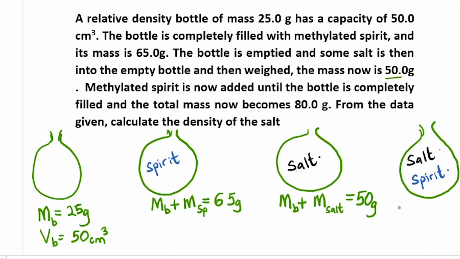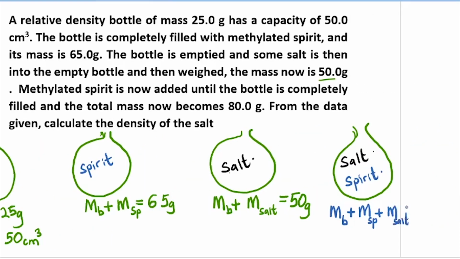So here we have the mass of the bottle plus the mass of the spirit plus the mass of the salt. All this is giving us 80 grams. So that's the interpretation. They're asking us that from the data given, calculate the density of the salt.